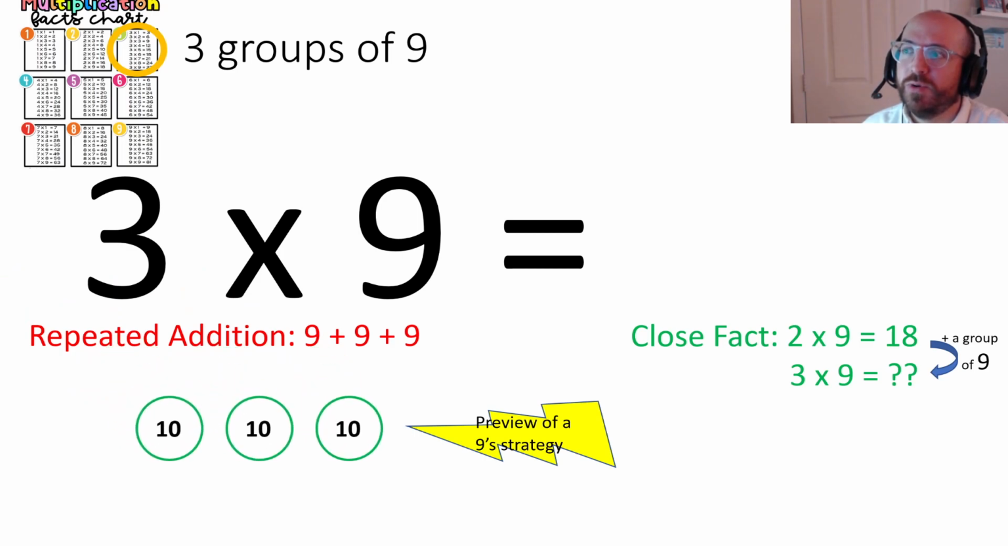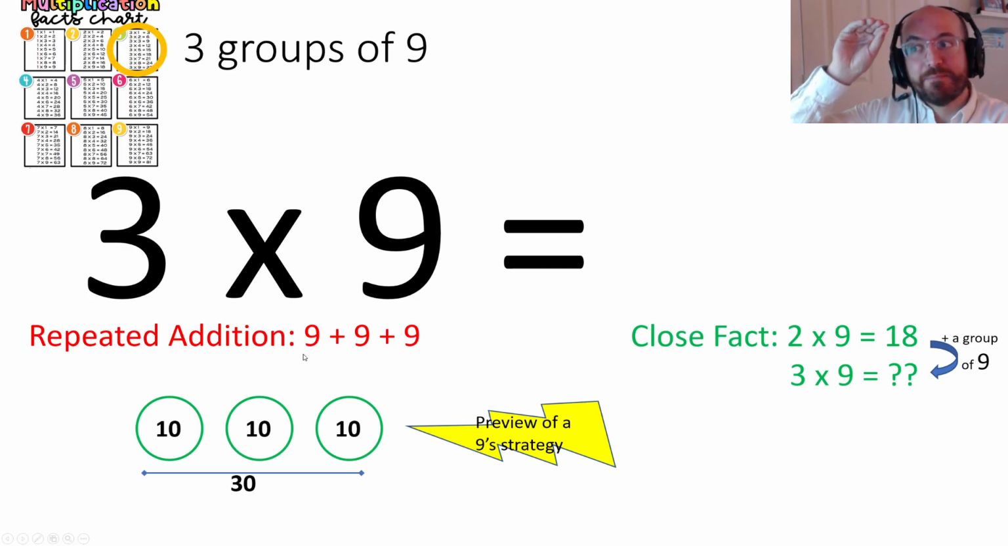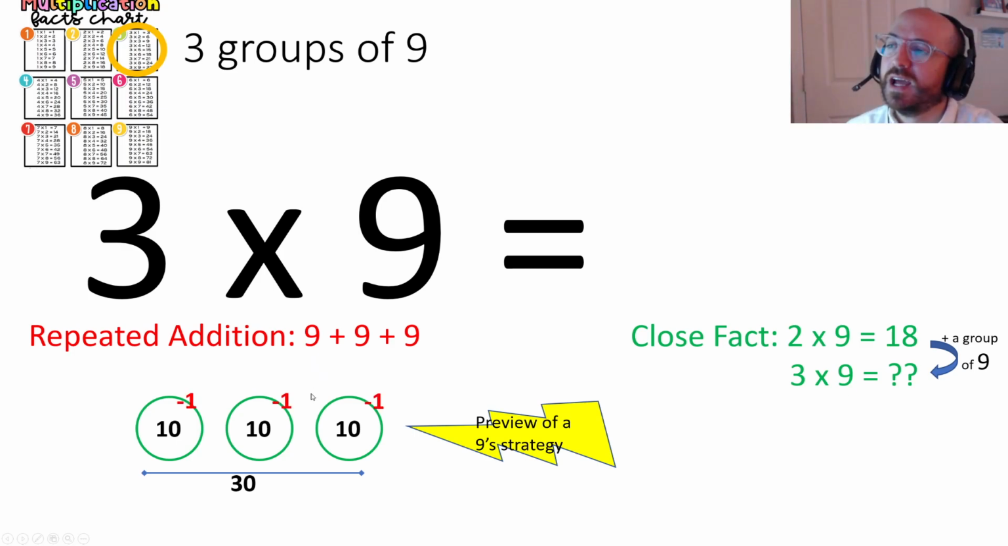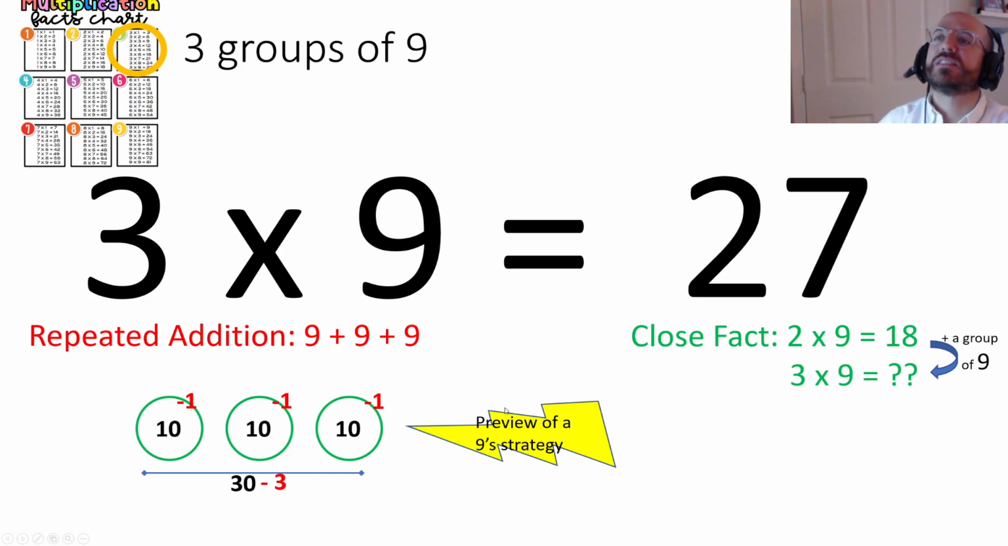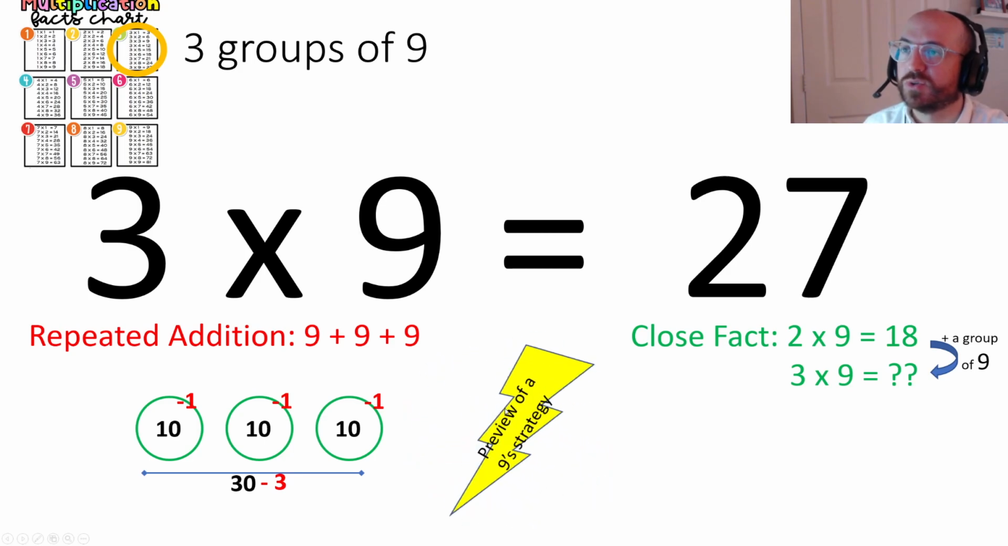I know that 9 is close to 10. So instead of doing 3 groups of 9, why not figure out 3 groups of 10? Do you know 3 groups of 10? Yeah, 3 groups of 10 is 30. But I still need to get this from 10 down to 9. So I'll do minus 1, minus 1, minus 1. Okay, so I had 30, but I need to take some away, one from each group. So that would be 30 minus 3. Think back three numbers. And you get the answer with 18 plus 9 or 30 minus 3, 27. Well done. That was a cool strategy, right?